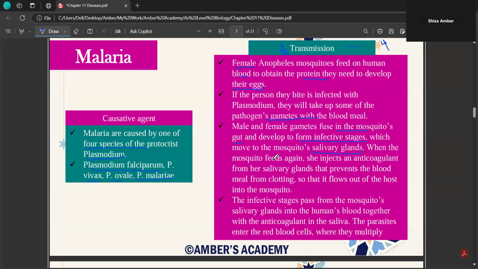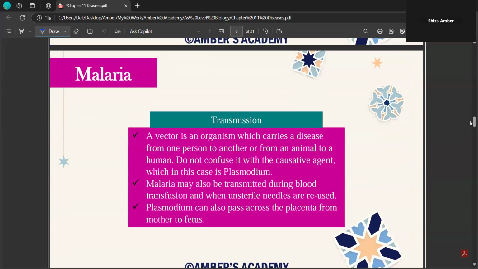salivary glands. And when the mosquito feeds again, she injects an anticoagulant from her salivary glands that prevents the blood meal from clotting so that it flows out of the host into the mosquito. The infective stages pass from the mosquito's salivary glands into the human's blood together with the anticoagulant in the saliva. The parasites enter the red blood cells of the human, where they multiply.